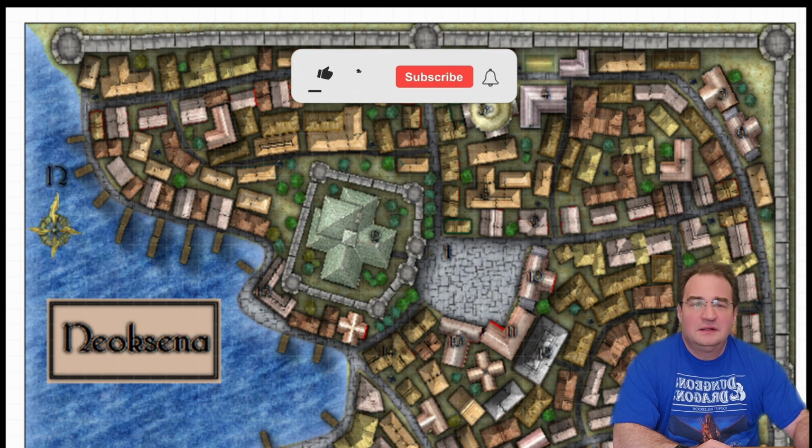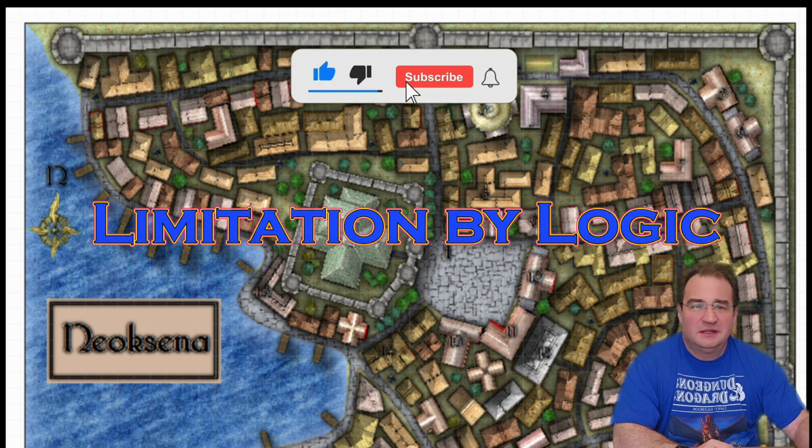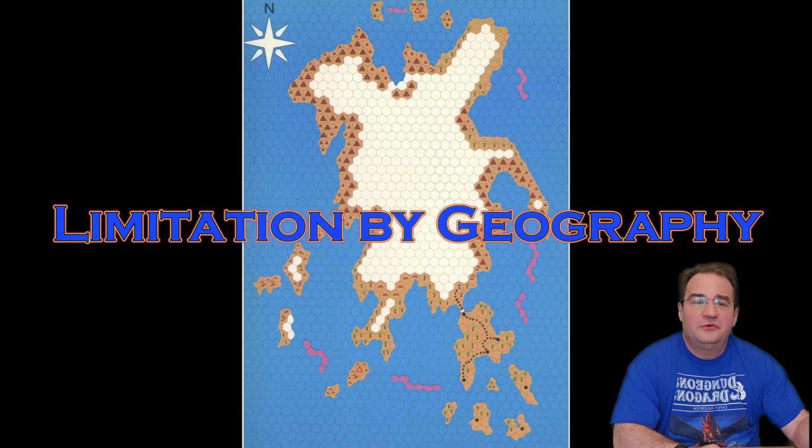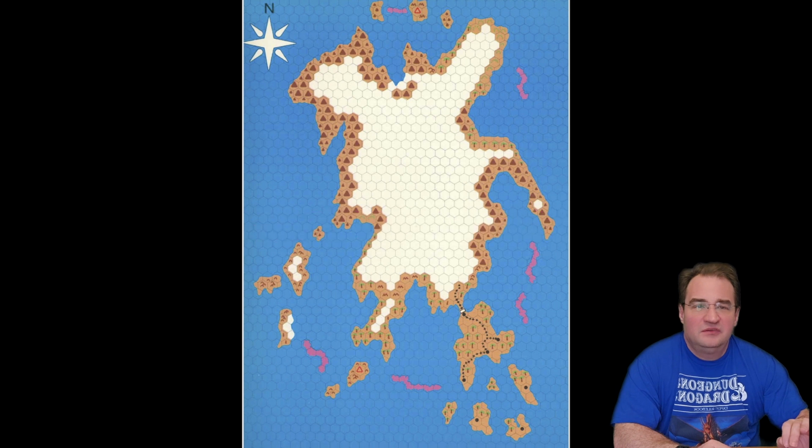The second one is limitation by logic. Example, the players are tasked to find an escaped fugitive, and that fugitive is hiding out in a city. It would be illogical for them to leave the city, so that is limitation by logic. The third one is limitation by geography. Example, they have to find a hidden castle on an unexplored island. The island is all they have to go by, so they can explore that island. So there's a limitation by geography.